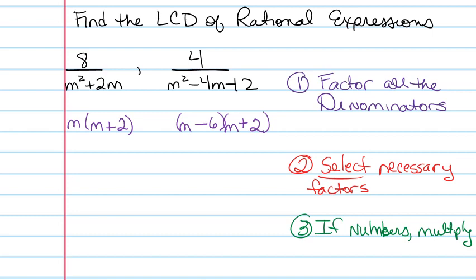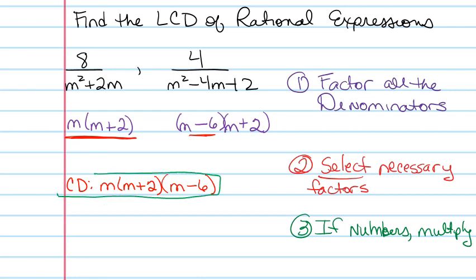And so now my common denominator. To do the common denominator, I take all of the first one, so I need both of those factors. And then I go to the second one and say, well, what else do I need? And I need the m minus 6. I already have an m plus 2. I don't have any numbers, so I don't have to multiply. So step 3, I get to skip. And so that is my final answer.